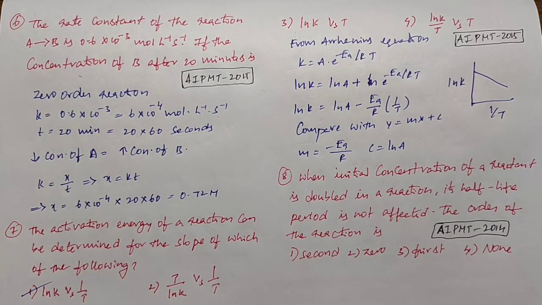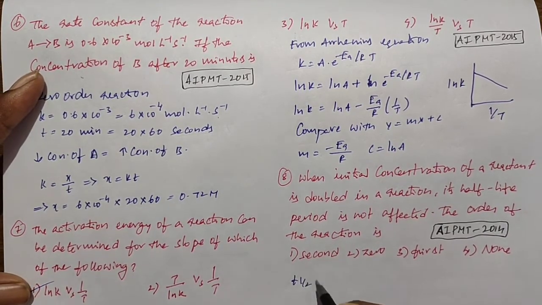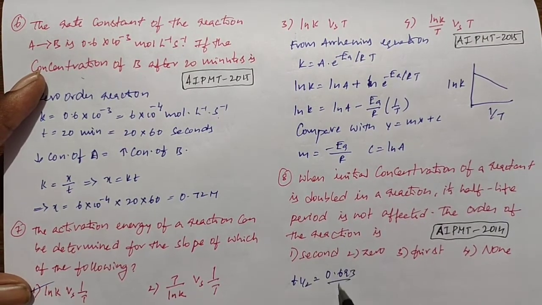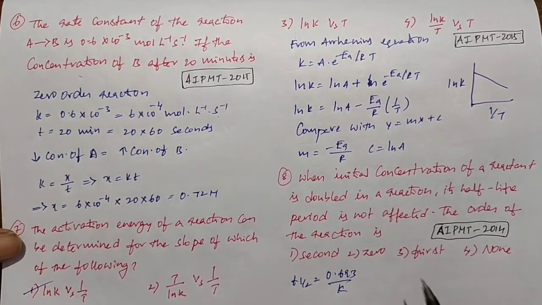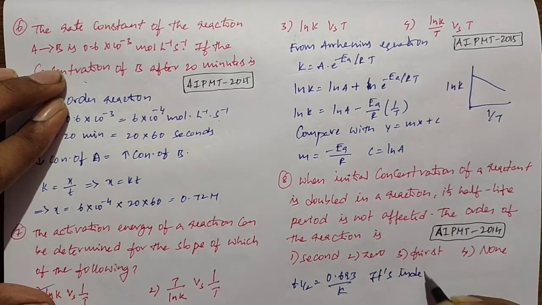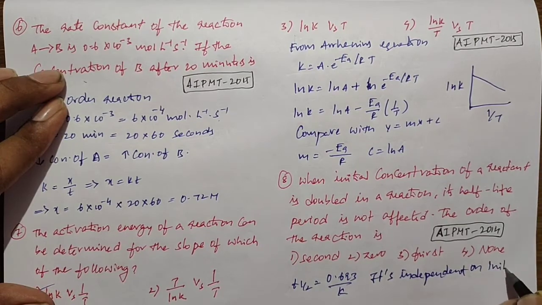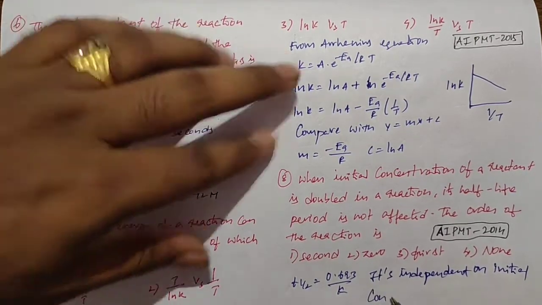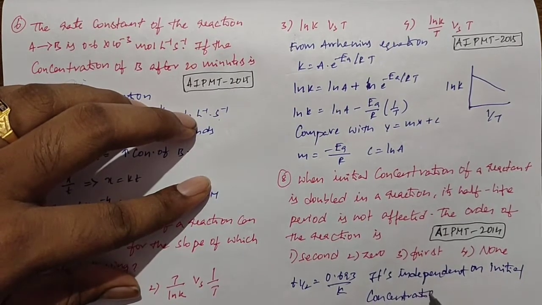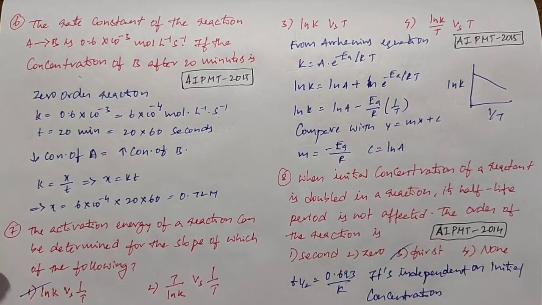Among these three orders, for the first order reaction, the half-life period is independent of the initial concentration. How can we say this based on the half-life formula? What is the half-life formula for a first order reaction? t half is equal to 0.693 by k. When you observe the formula, we don't have any initial concentration here. So it is independent of initial concentration. Okay, so the right option is the third option.